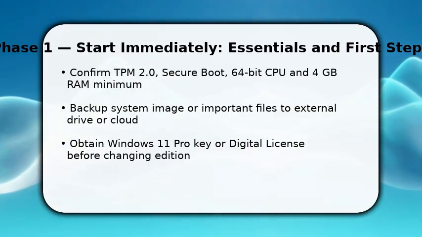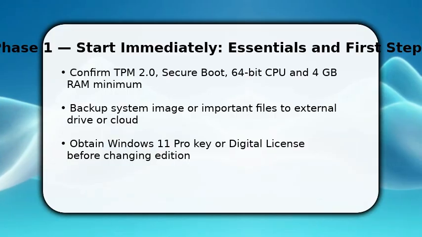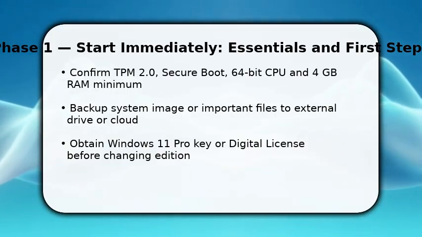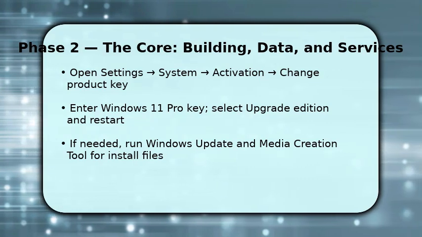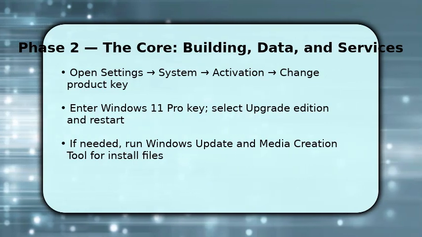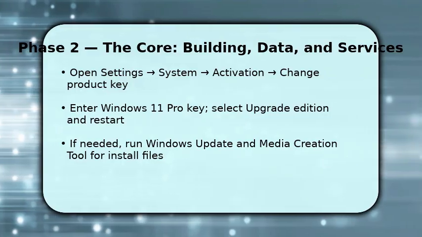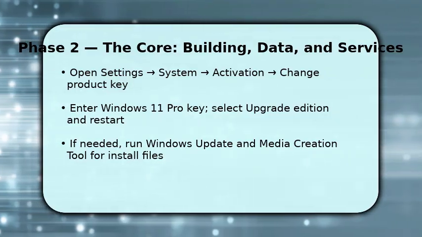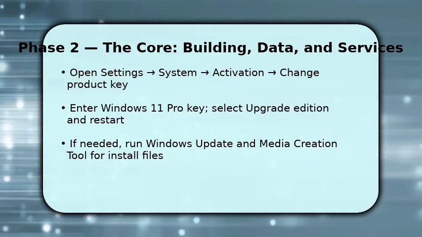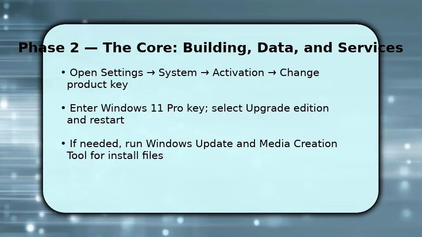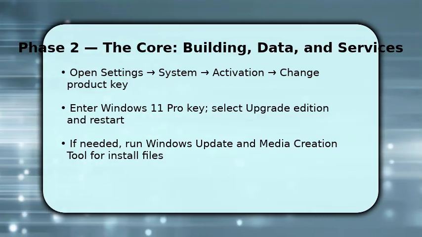Now open Settings, we move directly into the edition change, so don't hesitate, we'll switch the OS edition next. You'll perform the edition switch and installation steps now. Go to Settings, System, Activation, then choose Change Product Key, enter the Windows 11 Pro key. The system will validate and begin edition upgrade. This preserves apps and files. Once prompted, restart to apply changes.